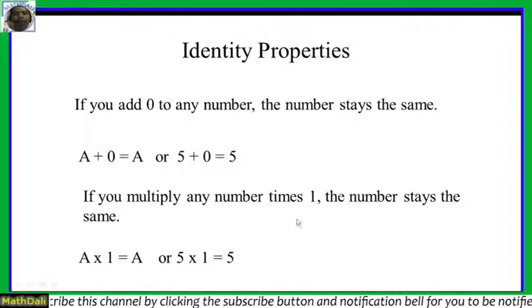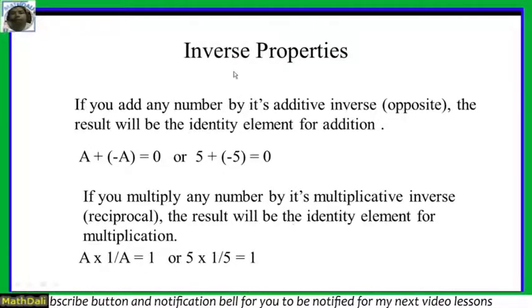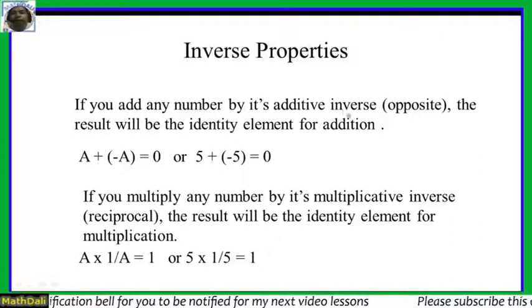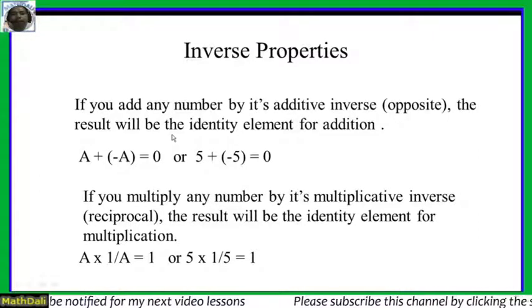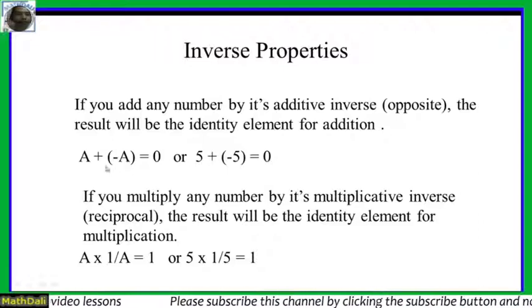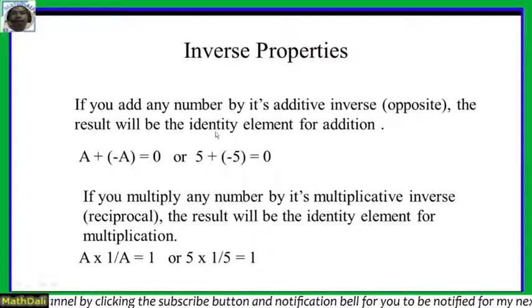Any number, pag minultiply natin sa 1, that is the same as the number itself. Then we have the inverse property. If you add any number by its additive inverse, or that is the opposite, the result will be the identity element for addition. That is 0. We have A. Ano yung opposite ng A? Negative A. Pag pinag-add nyo to, ang sagot ay 0. Na kung saan yung 0 na yan, yan yung ating identity element ng addition.